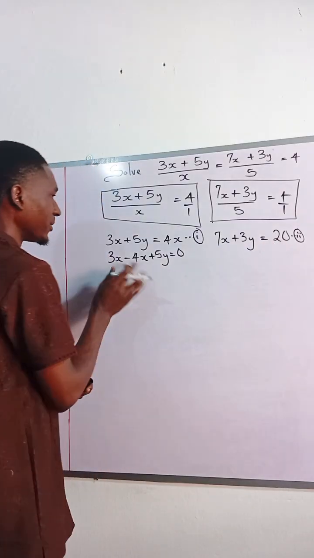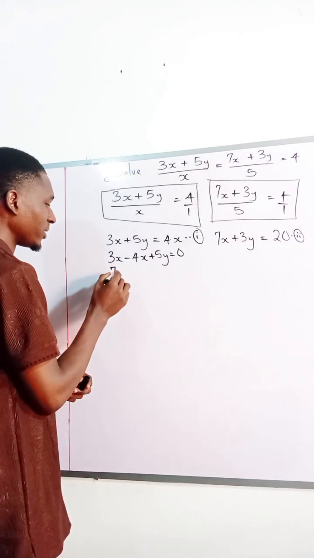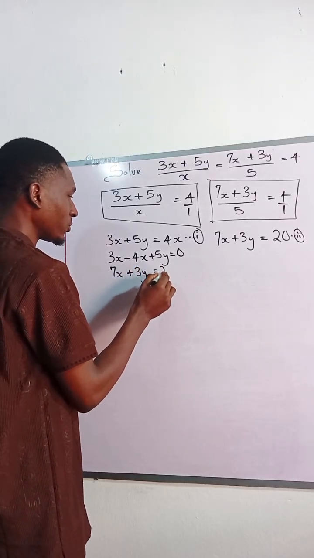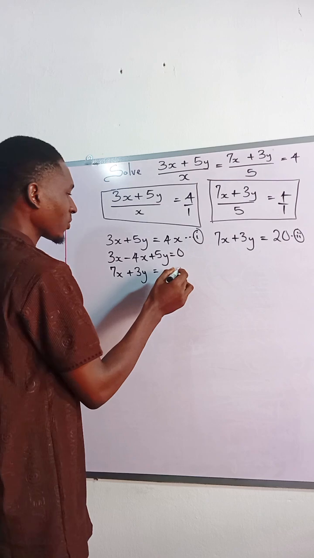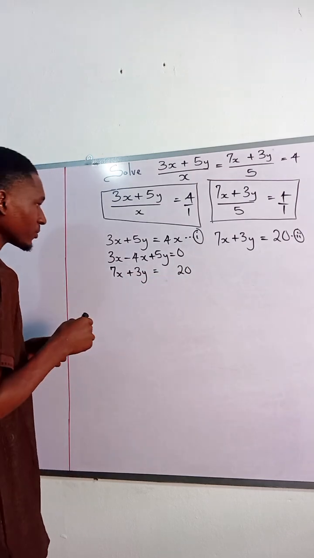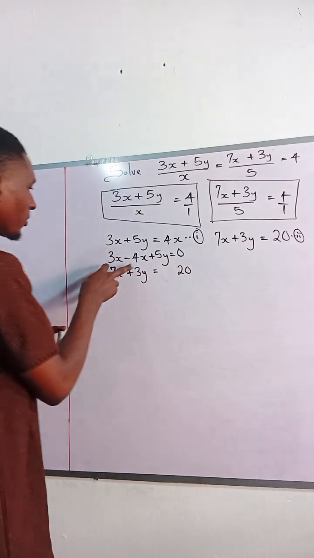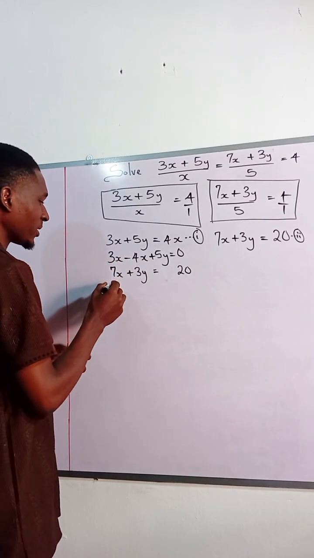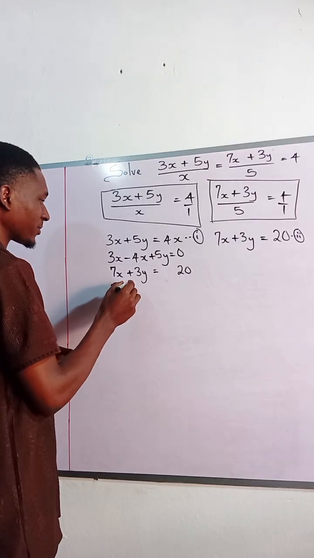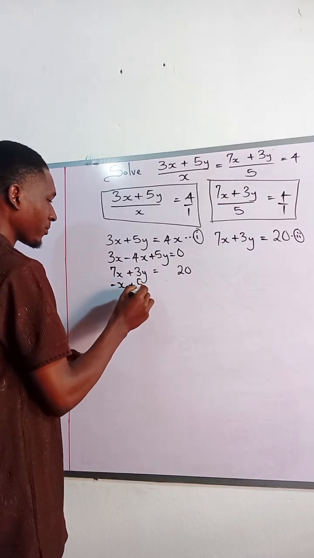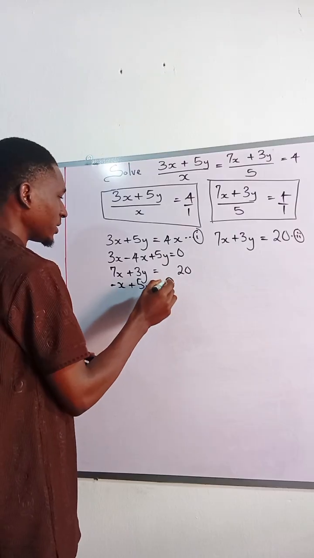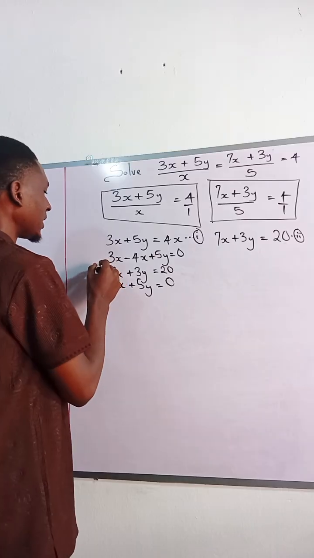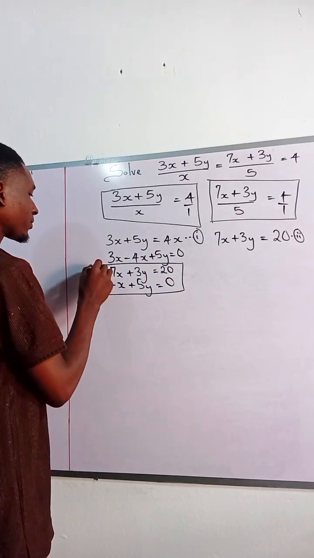Now we can place this here so that we start our solving. 7x + 3y equal to 20. Before that, we're supposed to combine this 3x minus 4x. Yes, 3x minus 4x gives us negative 1x, which is negative x, plus 5y equal to 0, while this is equal to 20 over here.